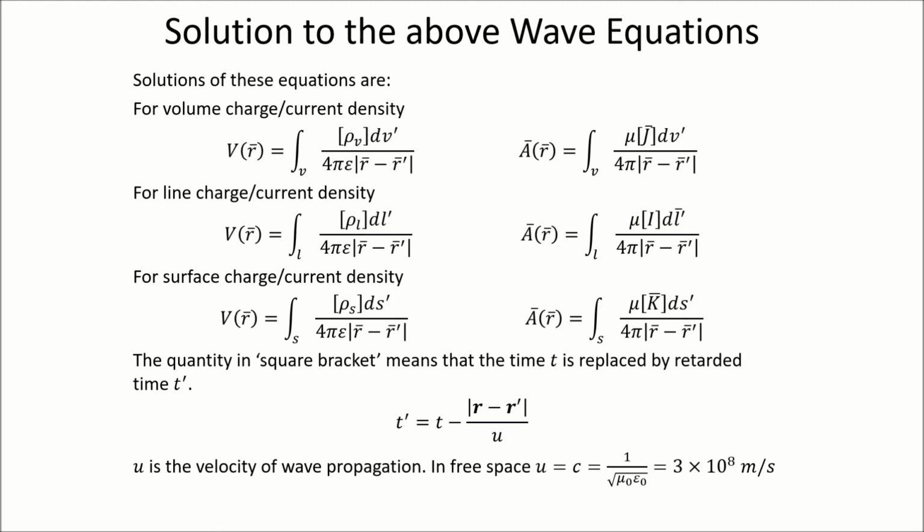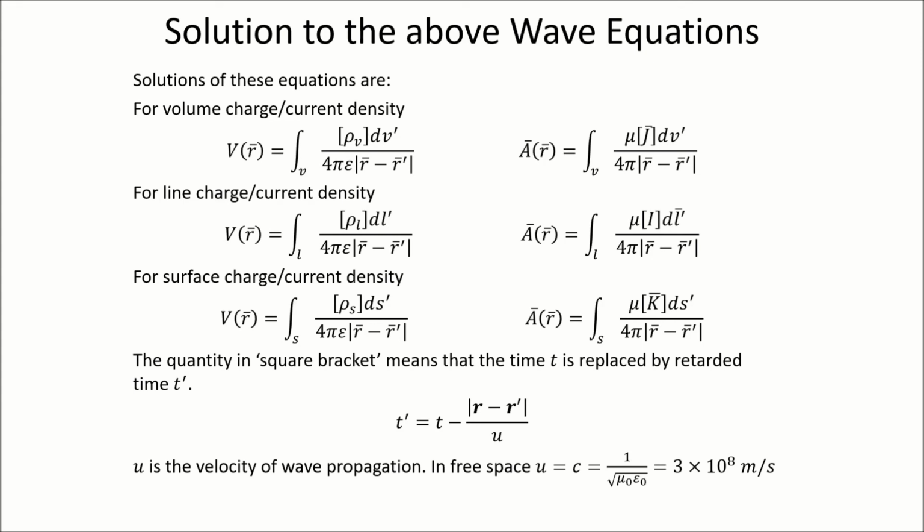and the term is called the retarded term. Sorry for choosing such a word. The retarded time, or delay time, or propagation delay time t prime is equal to t minus the distance between the observation point and the source point divided by the speed of propagation. In free space, the propagation speed is the speed of light, equal to 3 times 10 to the power 8 meters per second.